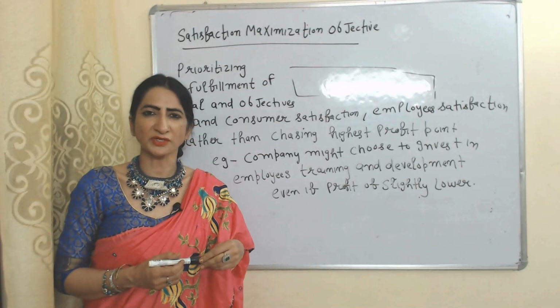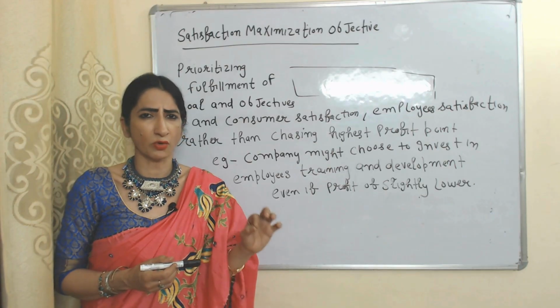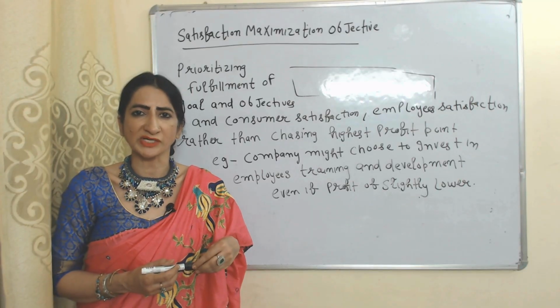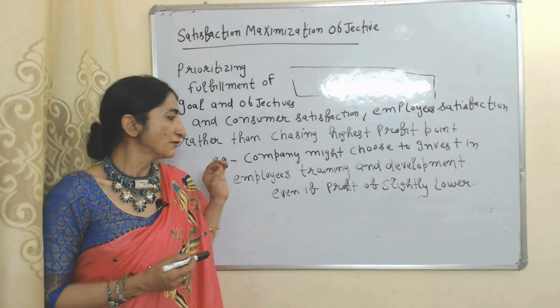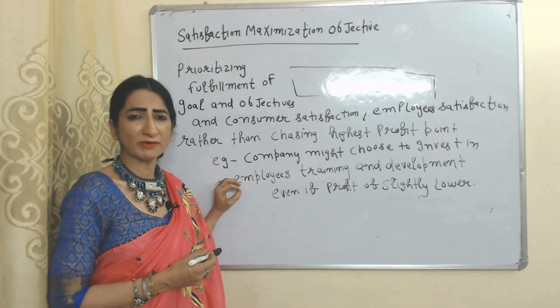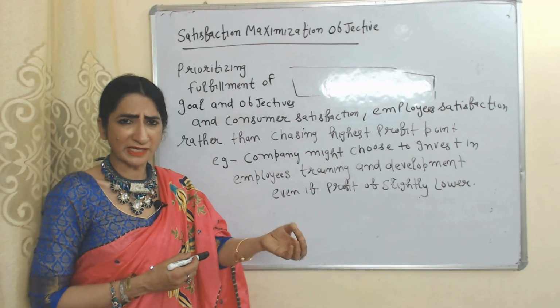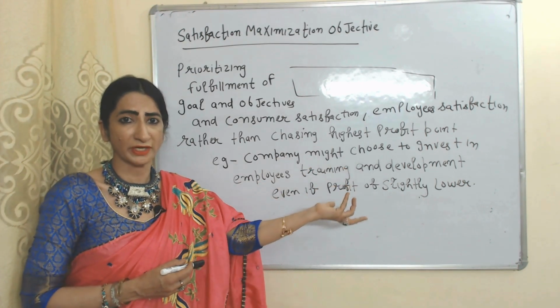Next is the satisfaction maximization objective. That means the firm prioritizes its goals, objectives, consumer satisfaction, employee satisfaction, rather than chasing the highest profit point. For example, a company might choose to invest in employee training and development even if profits are slightly lower, because this is giving more satisfaction to the owner.